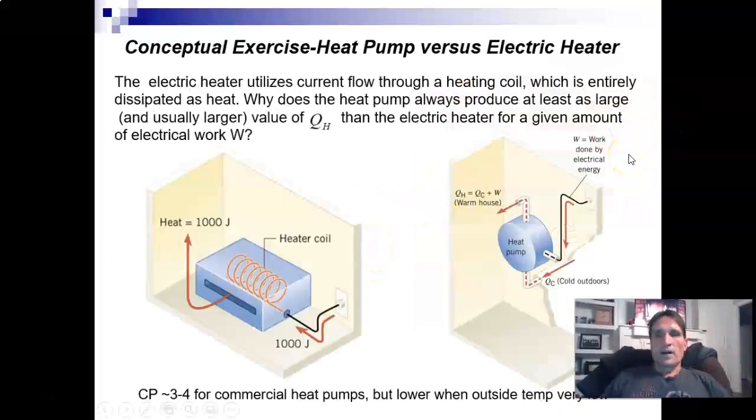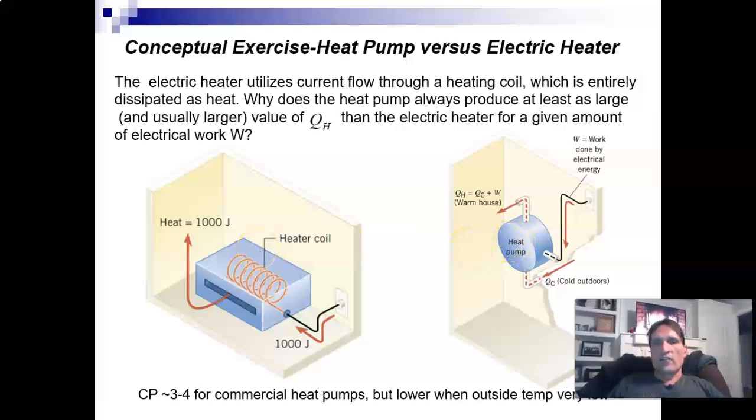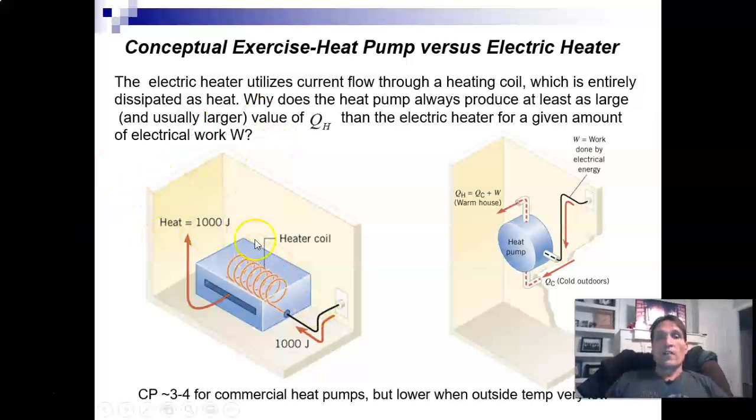Now with a heat pump, we see that the heat extracted from the cold outside, QC, plus the work add up to be QH. And so this sum is greater than W. Remember, for the electrical heater, W, the work in, is equal to QH. Here we have a bigger number than W. So the coefficient of performance for a heat pump will always be larger than for a baseboard electric heating system. In other words, for a given amount of work, you will always get a greater QH with a heat pump than you will with the baseboard heating.